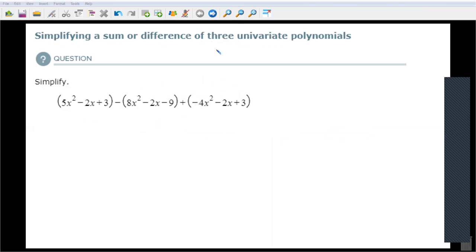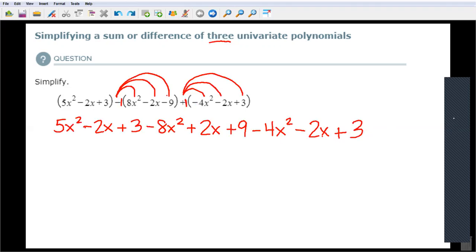So the thing that's different about this compared to the one we did last week is that now you just have to combine three like terms. So I've got 5x squared, I've got -8x squared, and I've got -4x squared. Remember, a big mistake that a lot of people make is they forget about the signs. So you want to make sure you keep that sign attached to the 8 and that sign attached to the 4. So you add 5x squared minus 8x squared minus 4x squared. 5 minus 8 minus 4 is -7. So that would be -7x squared.